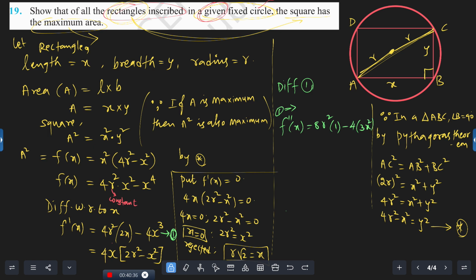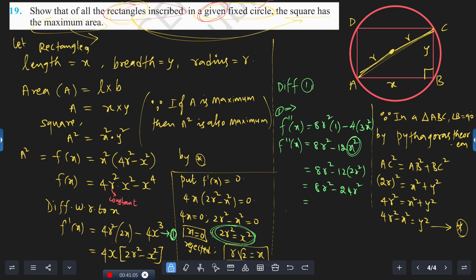Understand? Now simplify this, or instead of simplifying, you can apply the value also. 4 3s are 12 x square. This is f double dash of x. Children, x square value we have, x square value is 2 times r square. Substitute. So 8 times r square minus 12 into x square value, which is 2 times r square. So 8 times r square minus 24 times r square.